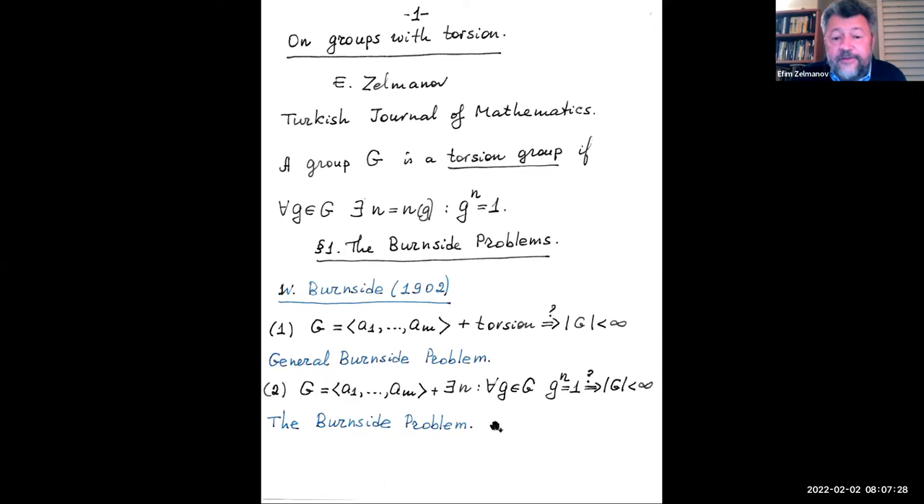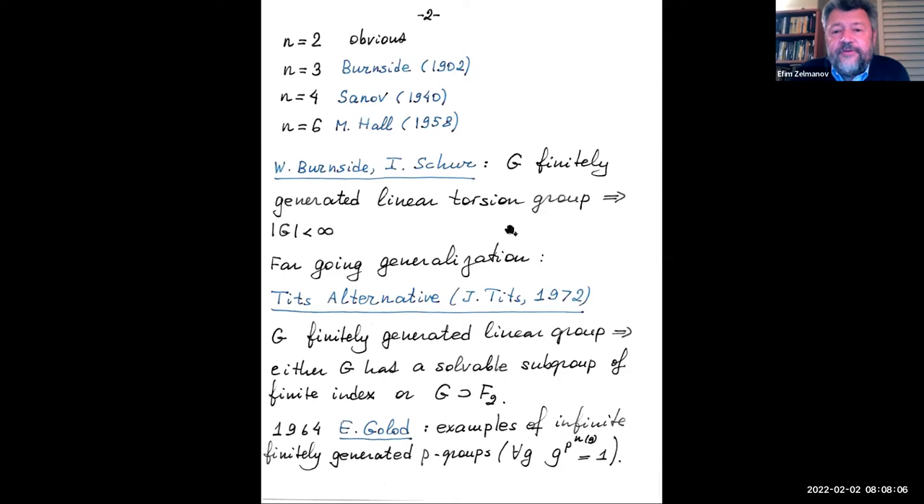And the second problem formulated in the same paper: the group G is still finitely generated, but now we demand that the orders of all elements are uniformly bounded from above. So there exists the same n such that for an arbitrary element g, g to the power n is equal to the identity. Does it imply that the group is finite? This problem became known as the Burnside problem. The smallest number n with this property is called the exponent of the group.